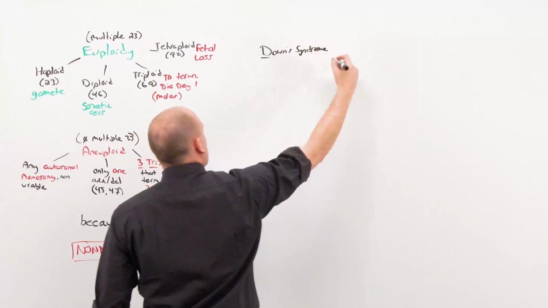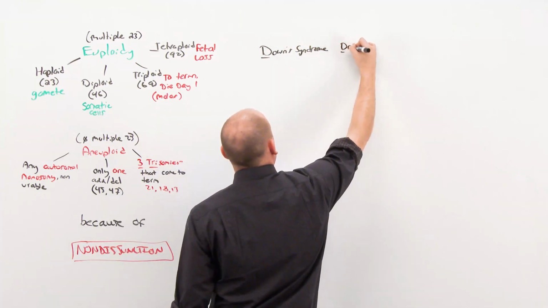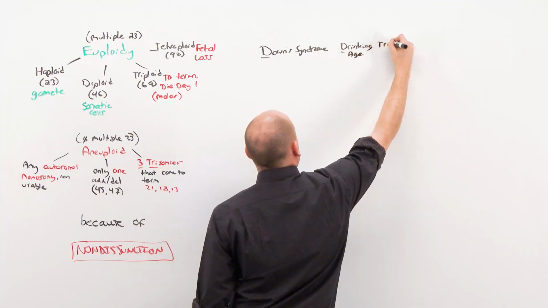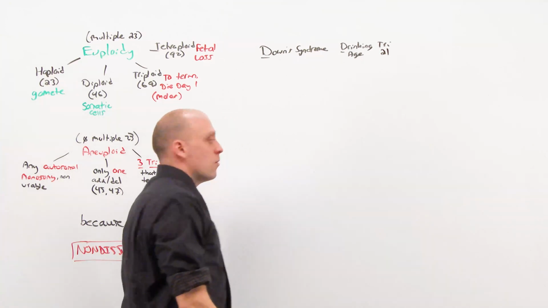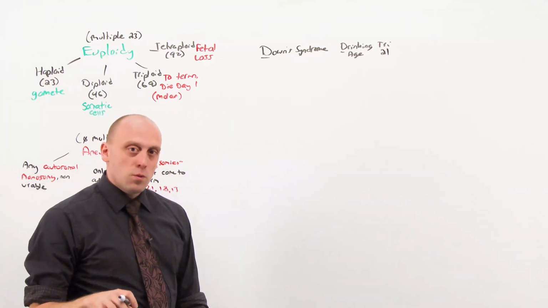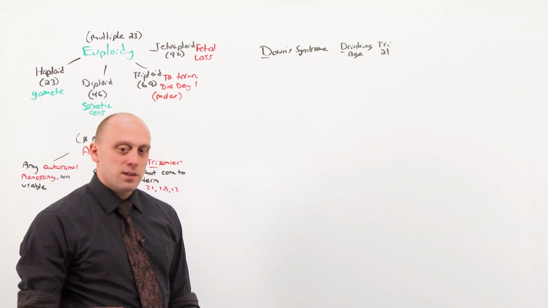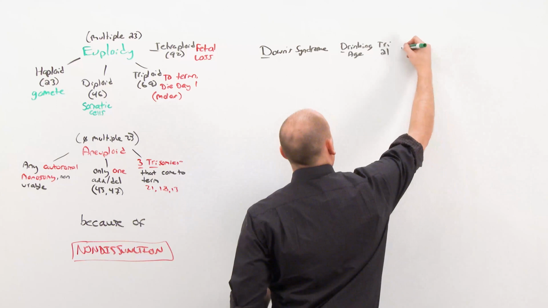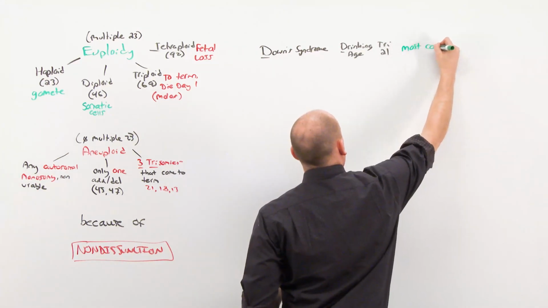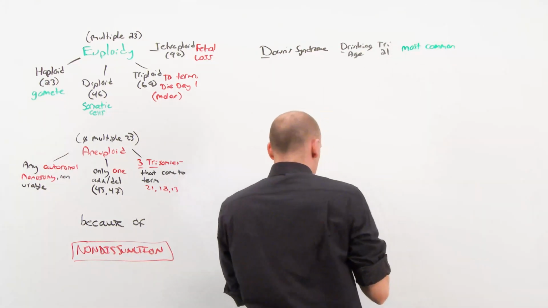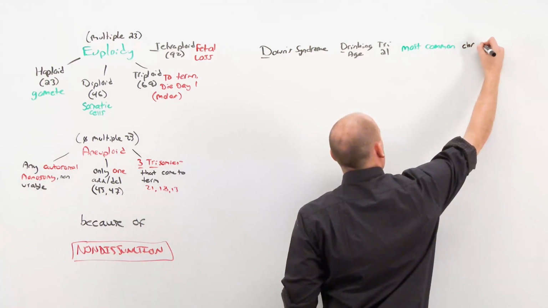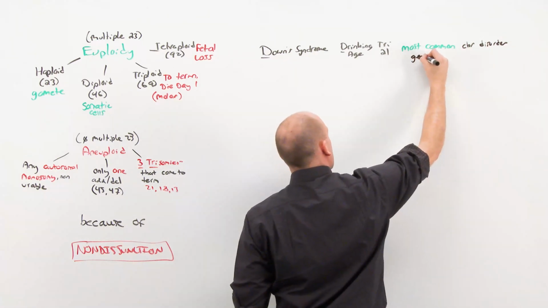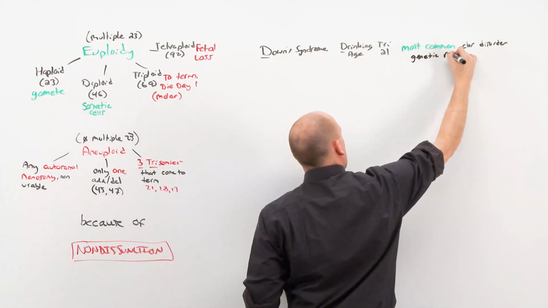Down's syndrome has a D to remind you that it's the drinking age. And the drinking age is 21, so it is trisomy 21. Down syndrome is the only one of the autosomal trisomies that can live into adulthood. So they're going to be the most common. The other ones die. The most common chromosomal disorder, and also the most common cause of genetic intellectual disability, mental retardation.